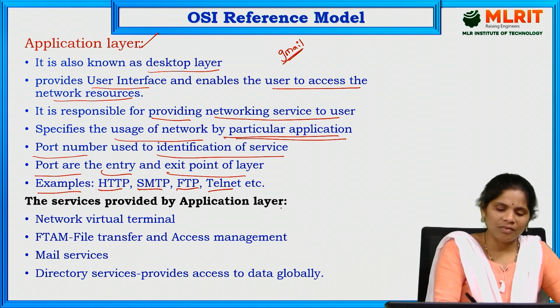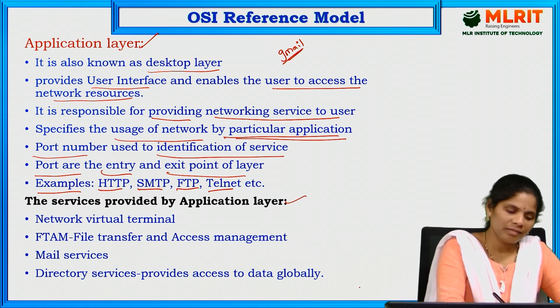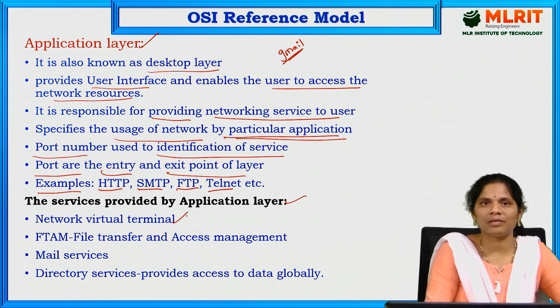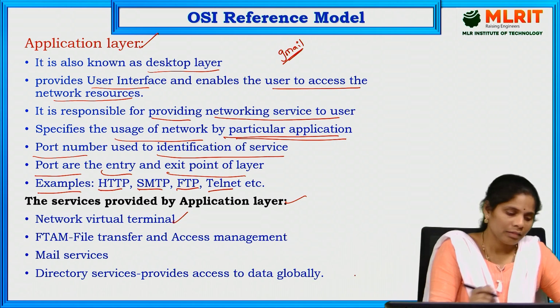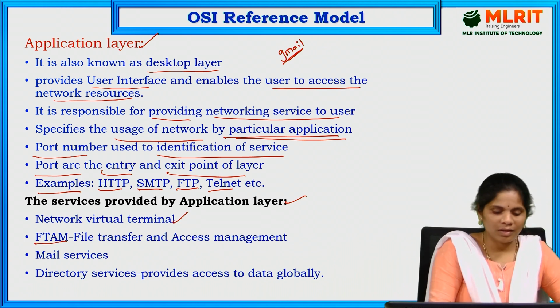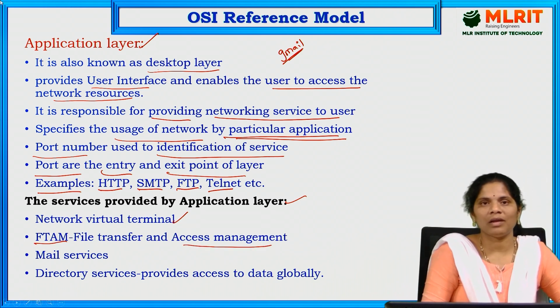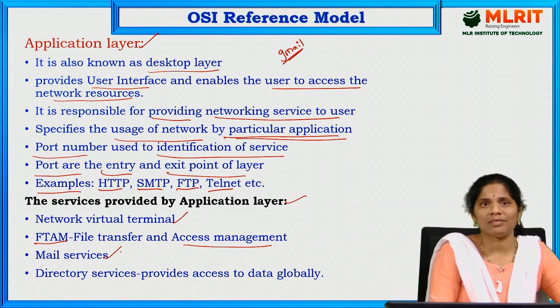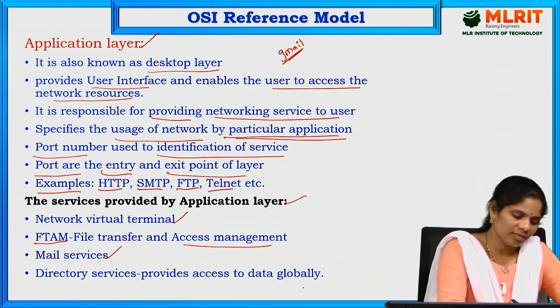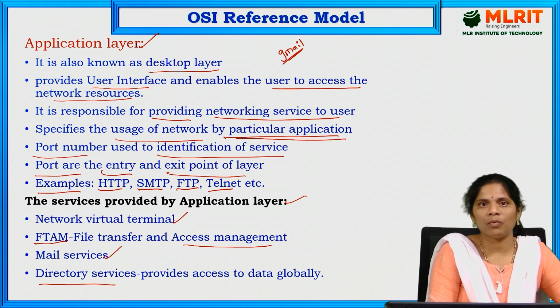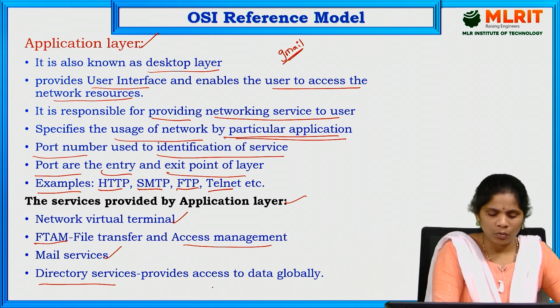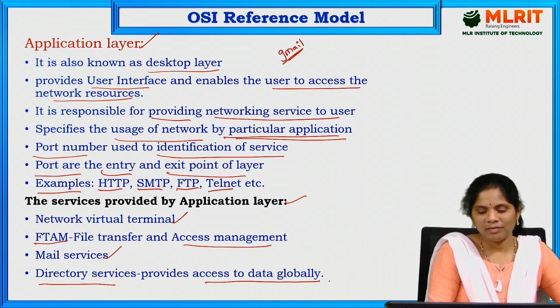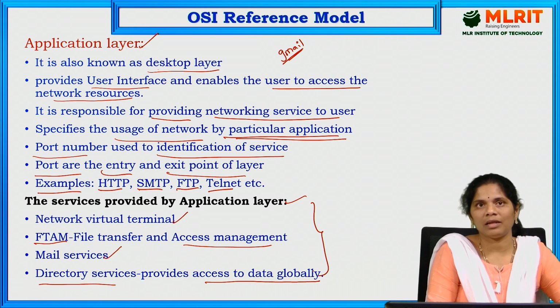And what are the services it is providing? First one is the network virtual terminal. It is creating the network virtual terminal. Then file transfer, and at the same time access management, are also done in the application layer. Next service is mail services. It is also providing the mail services. And the next service is directory services. It is also providing the directory services, meaning to access the data globally. These are all the services in the application layer.